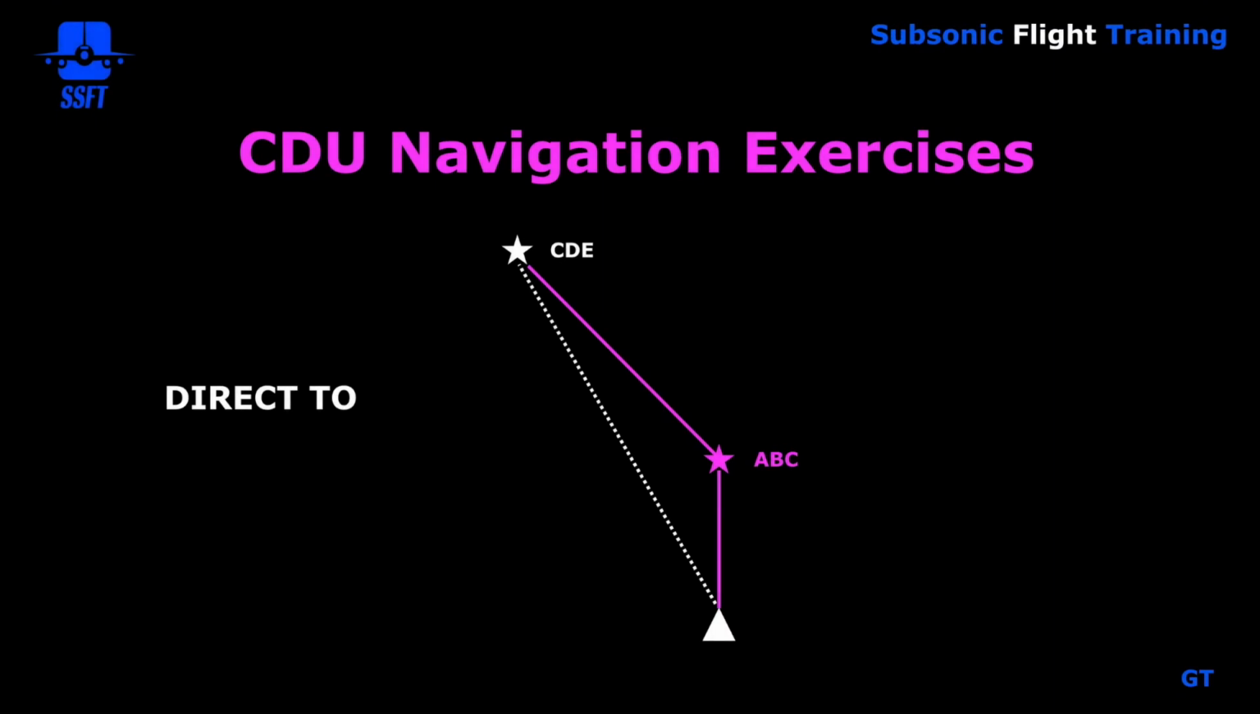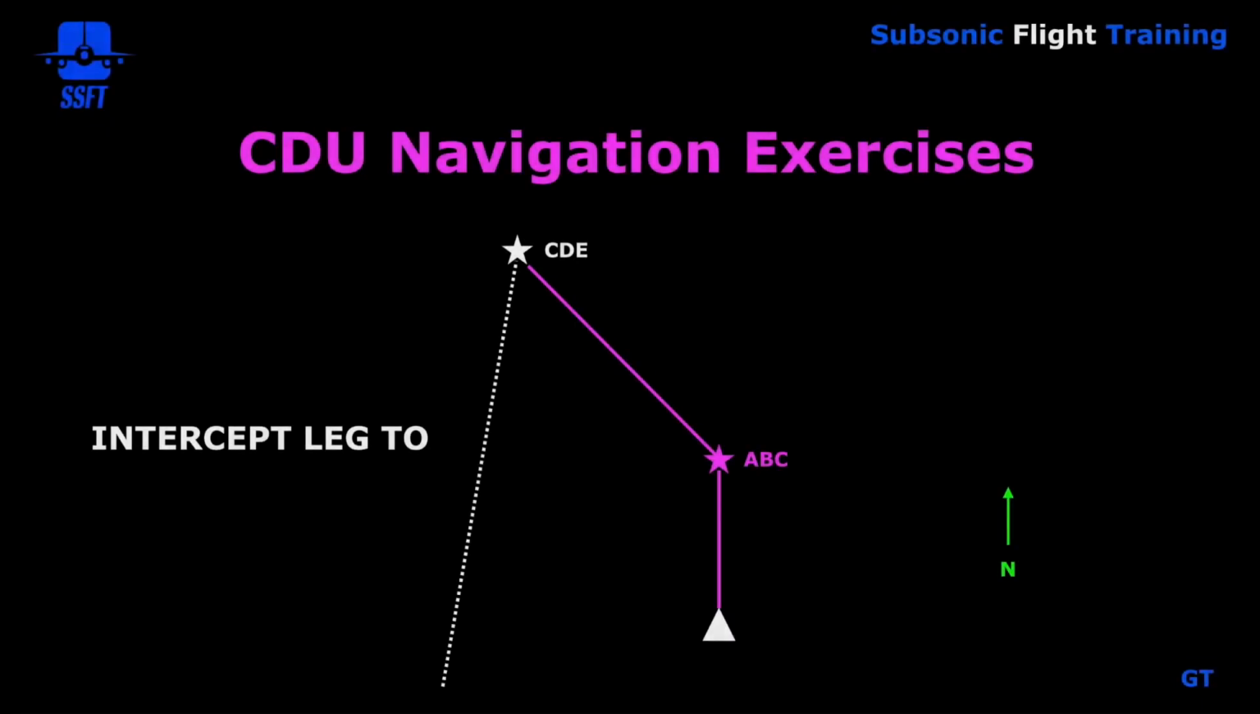Direct to a waypoint would be if we want to create a new active waypoint. For example, we're going from ABC to CDE. ABC is the active waypoint, but ATC clears us present position direct to CDE. That would be going direct to a waypoint. Intercepting a leg to a waypoint would be if we're going ABC to CDE, and ABC is the active waypoint, and ATC says turn left to a heading of 330 and intercept the 190 degree radial of CDE and track it inbound. That would be an intercept leg to problem.